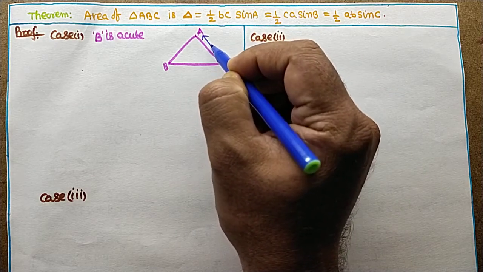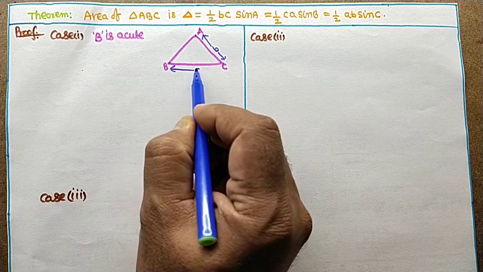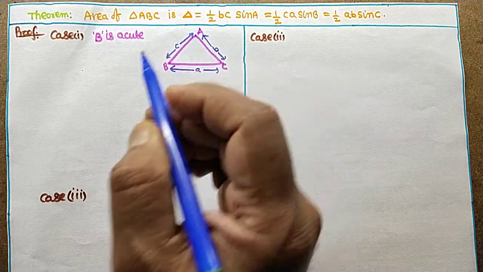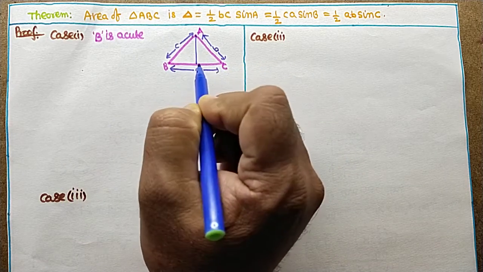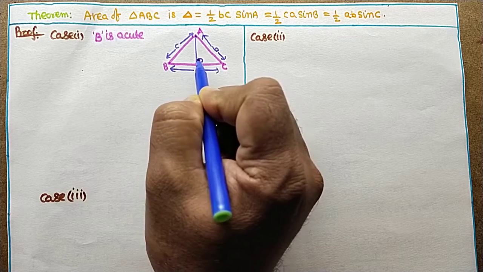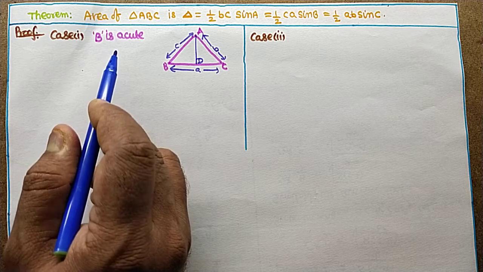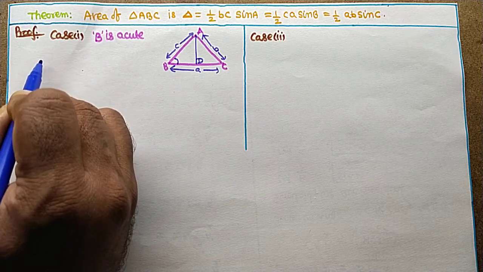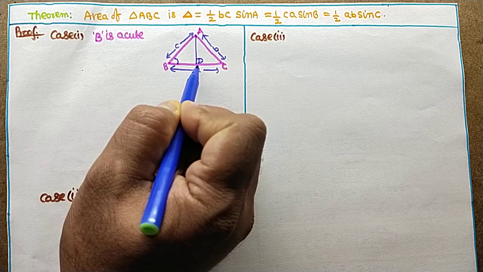So, from here to here it is small b. From here to here it is small a. From here to here it is small c. From A, you draw one perpendicular. It meets side BC at the point D. So now, whenever B is acute, here the angle is B. So sin B equal to, draw perpendicular from A to side BC.